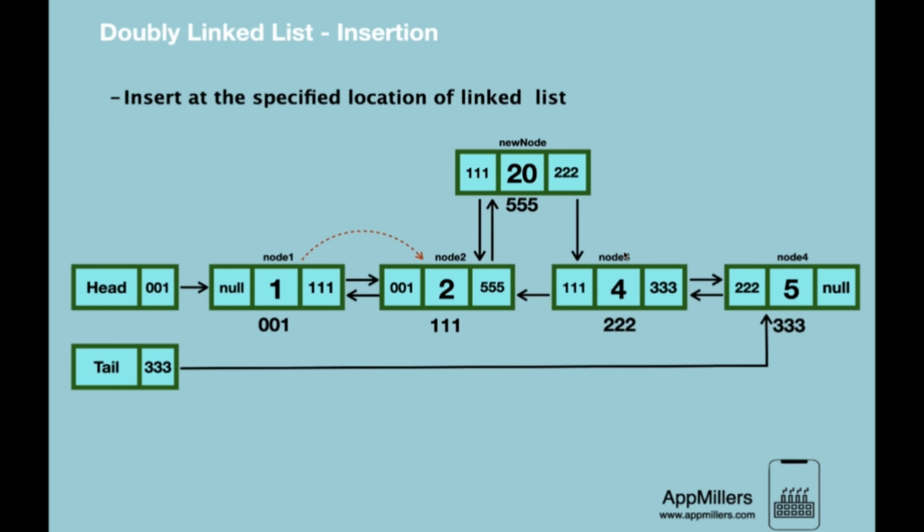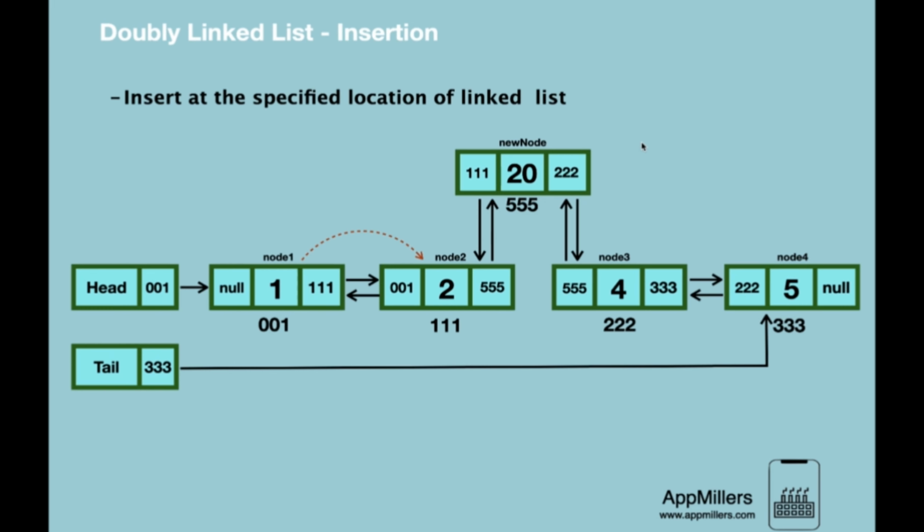Then the last step is we need to create a reverse link from node 3 to new node. To do so, we need to update the previous reference of node 3 to the physical location of new node. So when we update it, a reverse link between node 3 and new node is created, and by doing so, the reverse link between node 3 and node 2 gets destroyed. So with this, we successfully insert a new node in the middle of a double linked list.